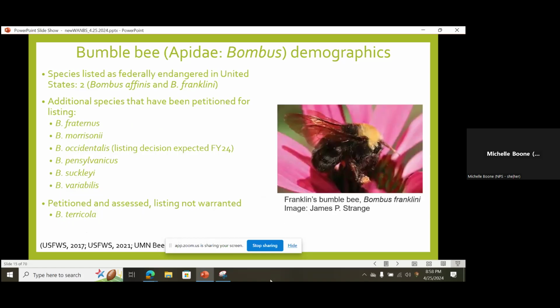So there are currently 2 species listed as federally endangered in the US. The rusty patch bumblebee, Bombus affinis, was the first in 2017. Bombus franklini, I think it was 2021, is a Western species, but it's very limited in geographic range. It's found in the southern part of Oregon and northern California. So not quite in Washington, but much closer than the rusty patch.